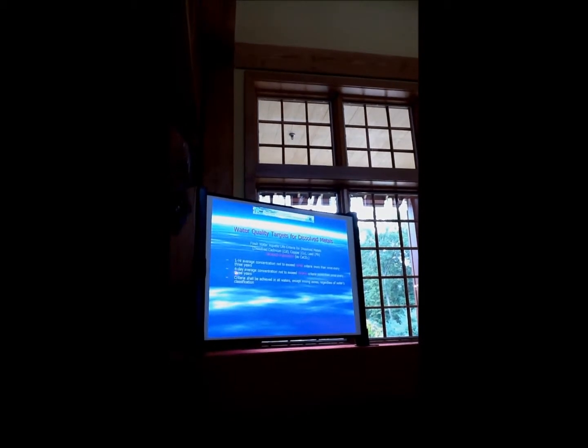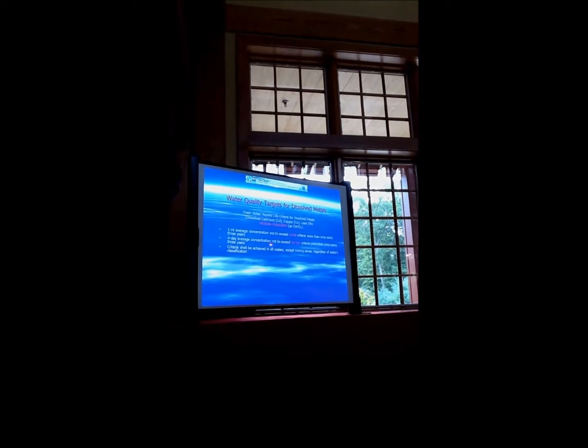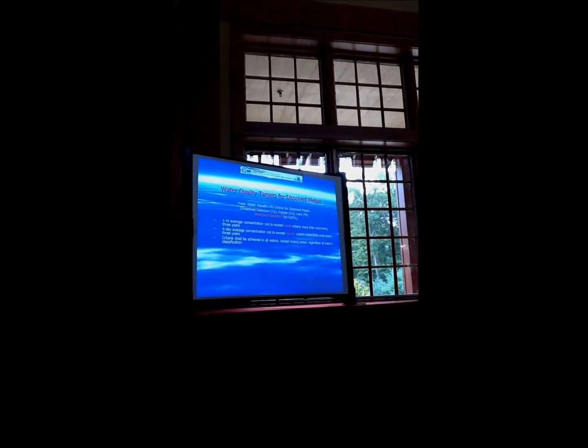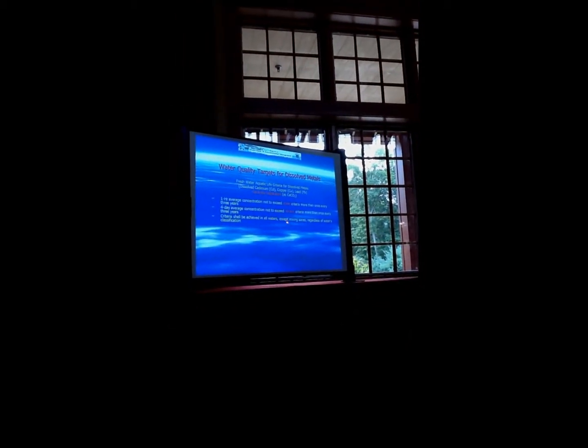And then you have the chronic type criteria as the lowest criteria, and it's a 4-day average concentration. And it's required to be achieved in all waters and all mixing zones, regardless of the class type. Next slide, please. Okay, from that flow duration curve, we developed load duration curves.